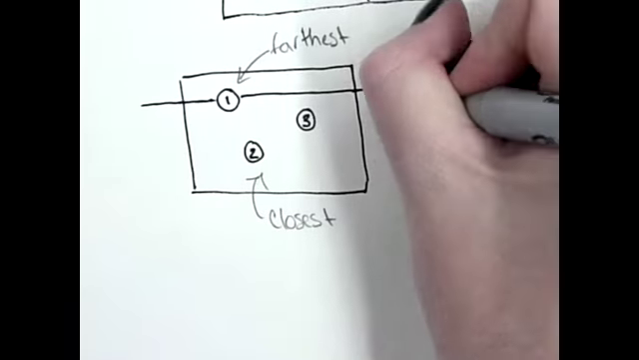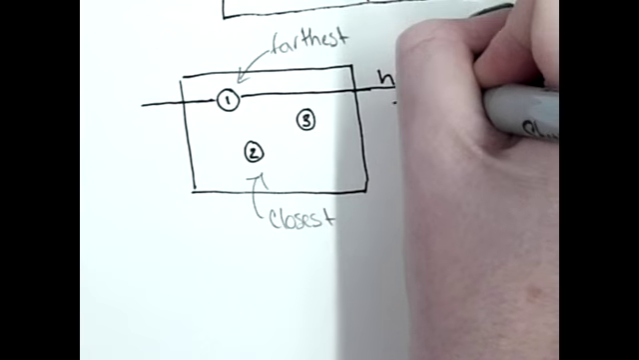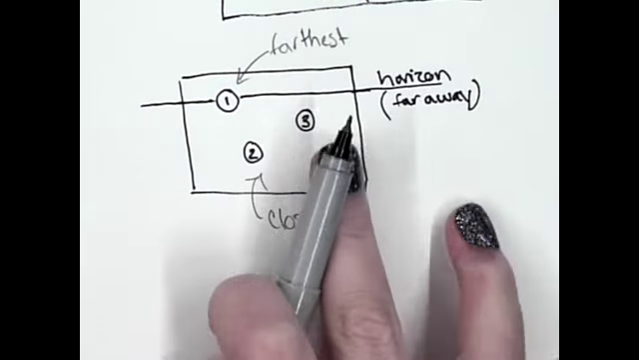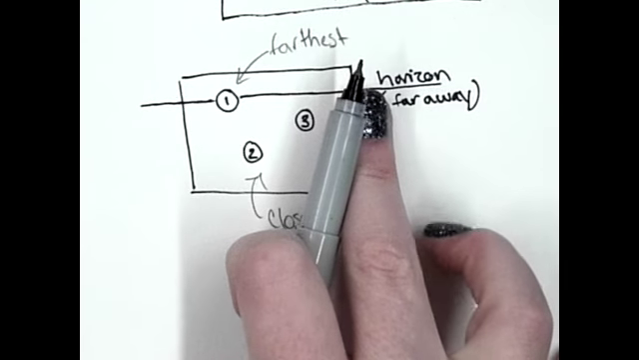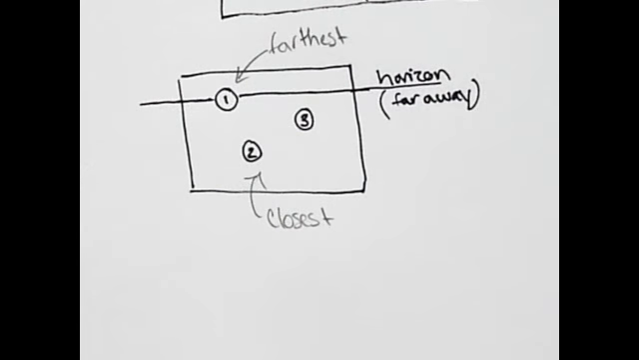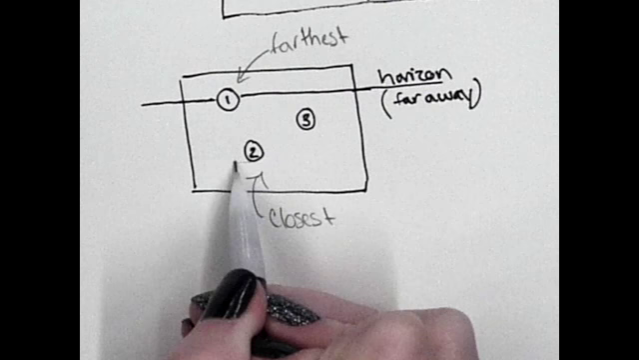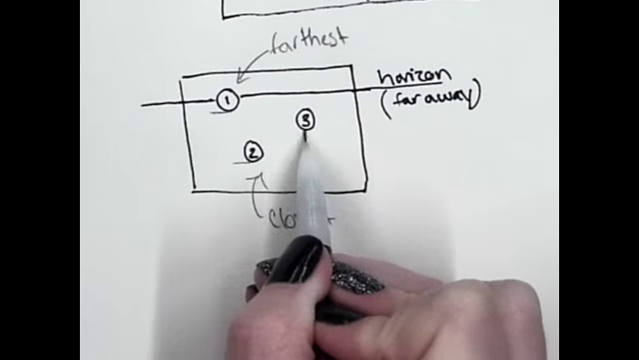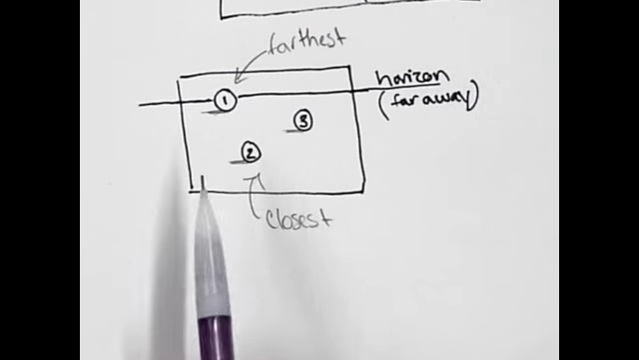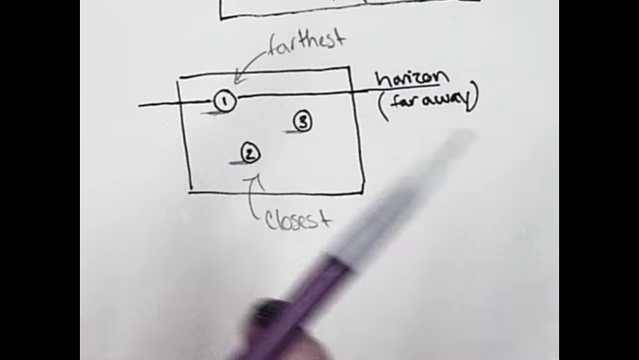Our horizon line is far away. So things closest to the horizon line are farther away from me, and things farther away from that horizon are closer to me. It is easy to tell if we add cast shadows, because then that tells us what horizontal line it's on.